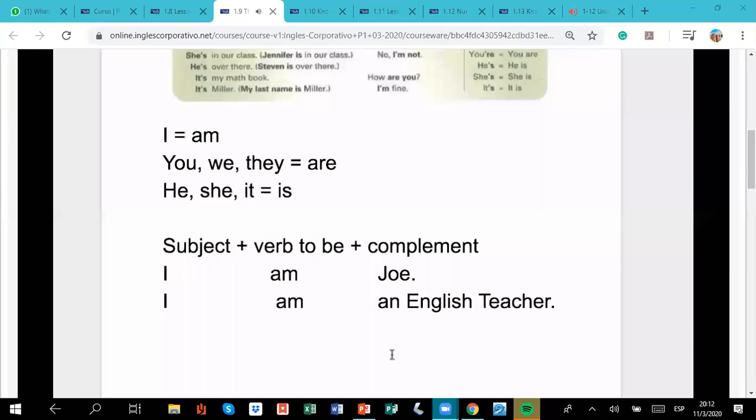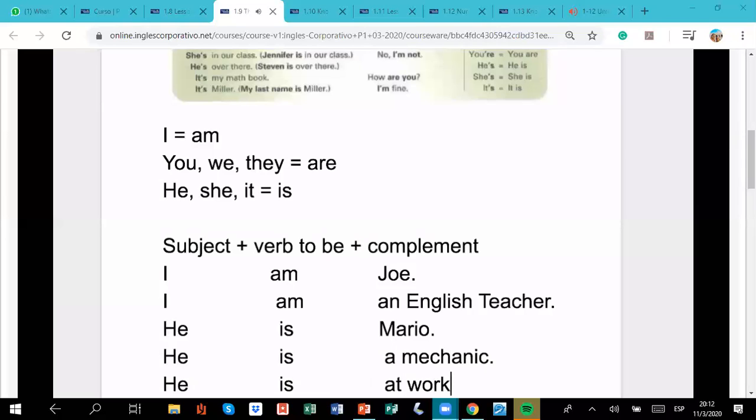Now I'm going to give an example with he. He is the subject of our sentence. If you remember, for that we're going to use the verb to be is. He is. And we're going to say Mario, that's his name. We're going to say he is a mechanic. He is at work.